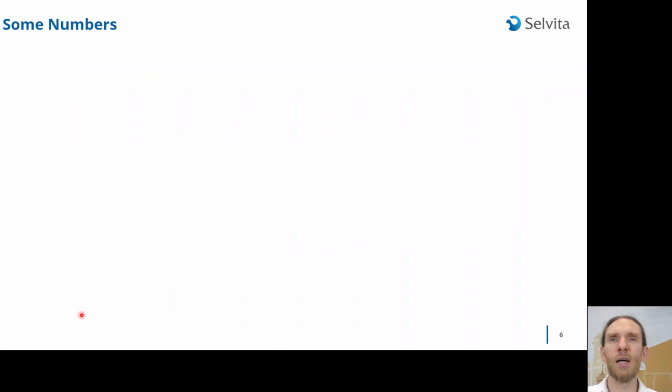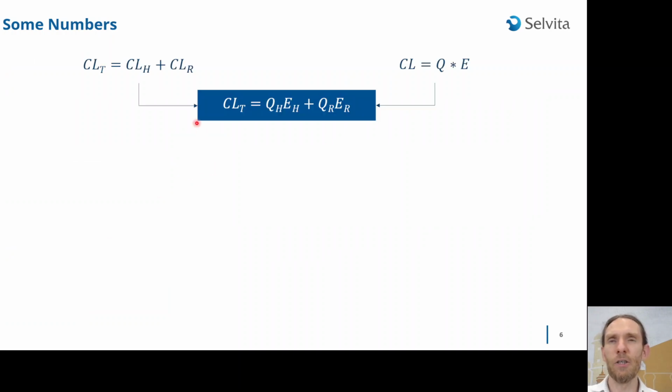Let's see some numbers. When we approximate that the total clearance will be equal to the hepatic clearance plus the renal clearance, then substituting this equation into this one, we can see that the total clearance will equal the hepatic blood flow times the hepatic extraction ratio plus the renal blood flow times the renal extraction ratio.